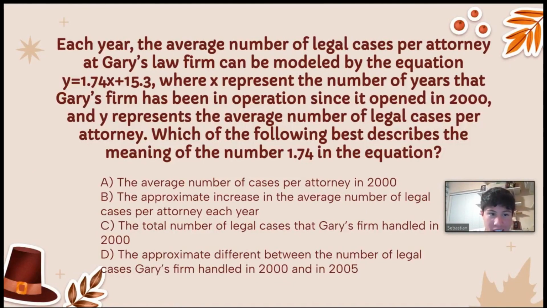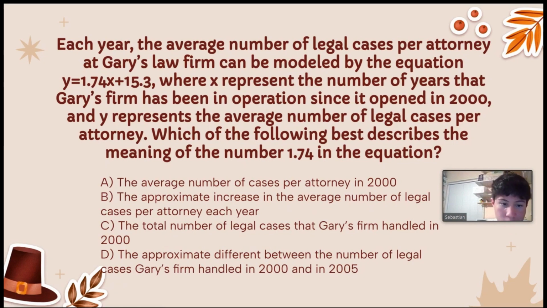So the first question says, each year, the average number of legal cases per attorney at Gary's law firm can be modeled by the equation y equals 1.74x plus 15.3, where x represents the number of years that Gary's firm has been in operation since it opened in 2000, and y represents the average number of legal cases per attorney. Which of the following best describes the meaning of the number 1.74 in the equation?